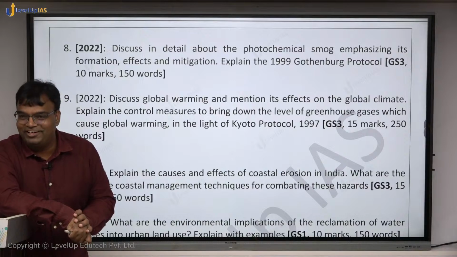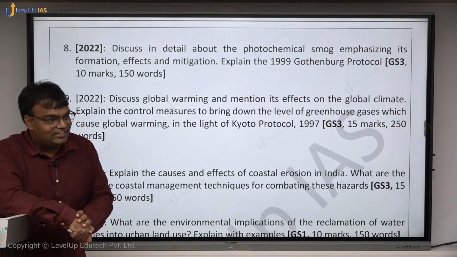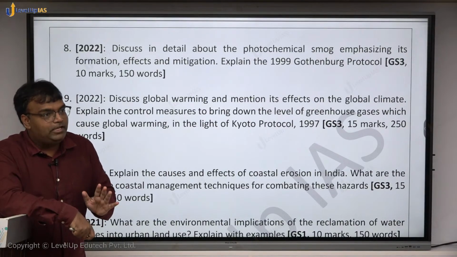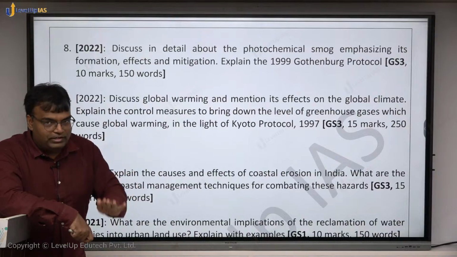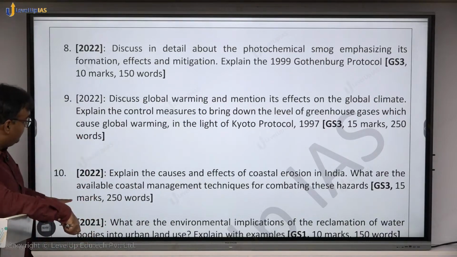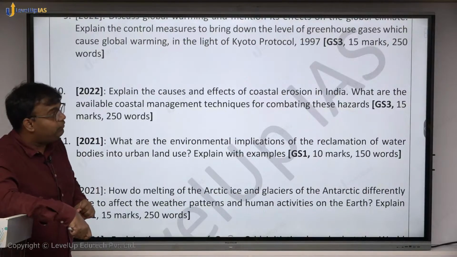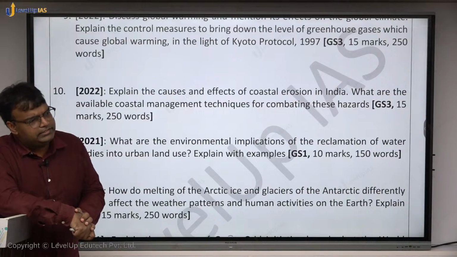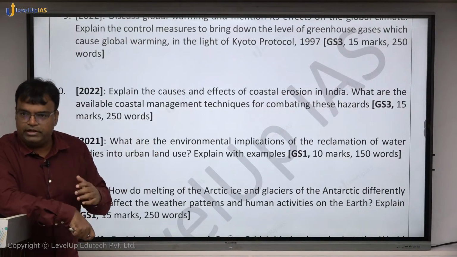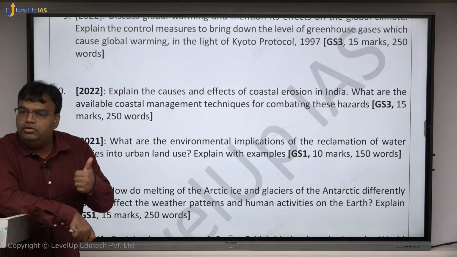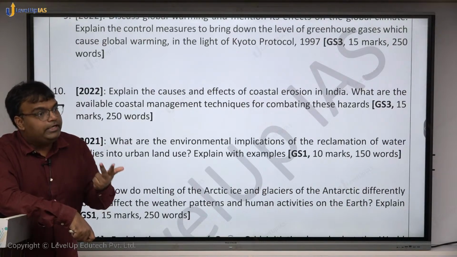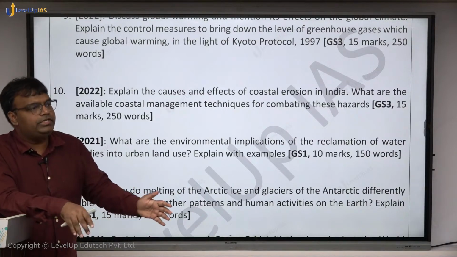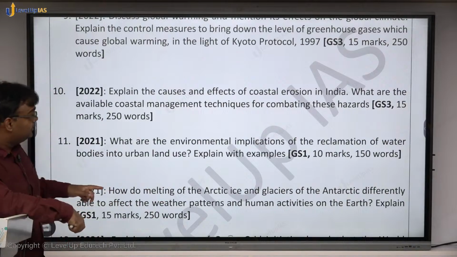The Paris Agreement is in force now, but they asked about the 1997 Kyoto Protocol. So in light of the 1997 Kyoto Protocol, explain what measures should be taken to bring down greenhouse gas emissions. Explain the cause and effect of coastal erosion in India. You can read it in environmental impacts, or in general I'll cover it with water issues. When I cover water issues, I'll talk about water pollution, river pollution. I'll also talk about dead zones and all those things, which are also happening because of water pollution. And there we'll also briefly discuss coastal areas and issues associated with coastal areas.